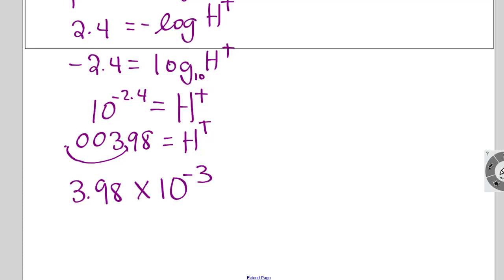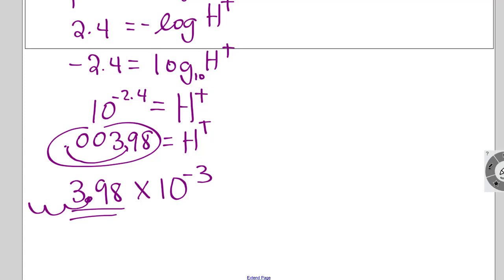Because to get back to this number from this number, we need to take our decimal point 3 places to the right or to the left. And so that's going to be 10 to the -3. So that would be our answer, 3.98 times 10 to the -3.